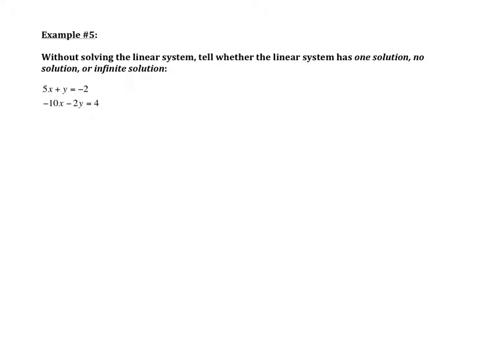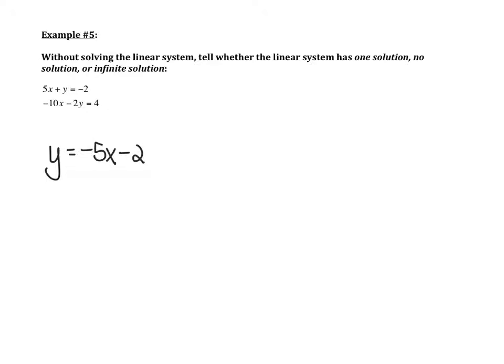So here's example number 5. Without solving the linear system, tell whether the linear system has one solution, no solution, or infinite solutions. So again, we do this by first getting the y by itself. So in the first equation, I would just need to move this 5x from the left to the right. By moving it from the left to the right, it would become negative. So our first equation would be y equals negative 5x minus 2. You could also put negative 2 minus 5x. It would be the same thing.